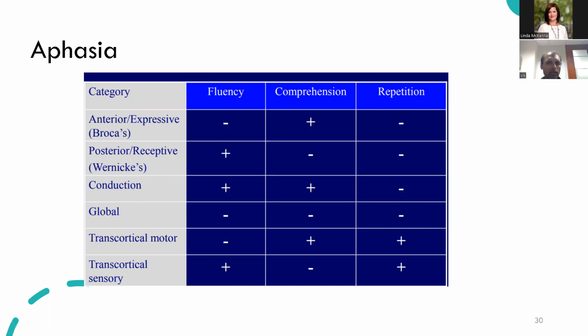Transcortical motor aphasia, so you can think of it as the motor aspects of speech, where comprehension and repetition are preserved. And then you have transcortical sensory aphasia, the aspects of aphasia that require you to sense or understand, so the fluency and repetition are what's going to be impacted.